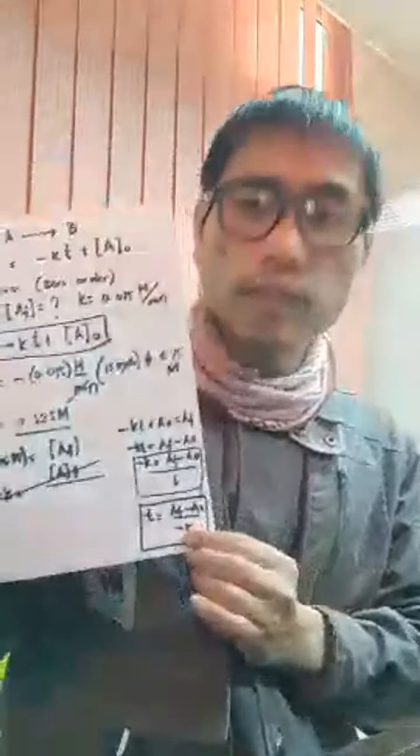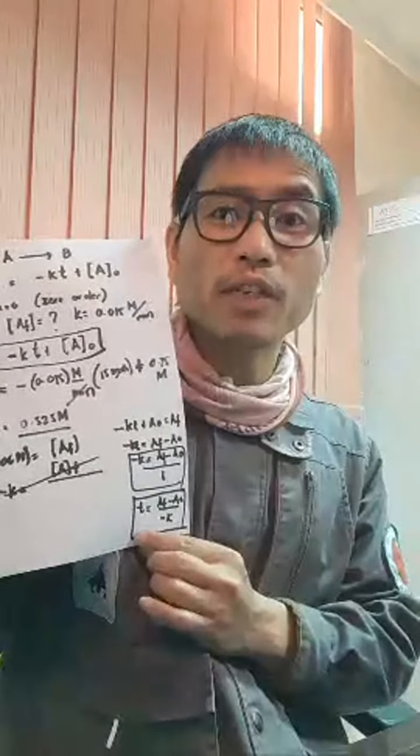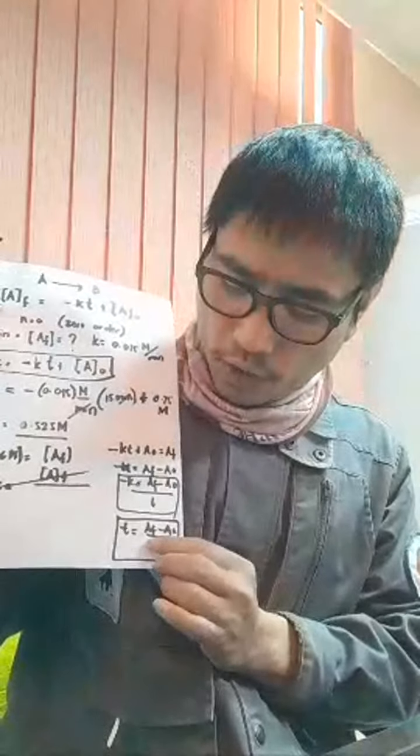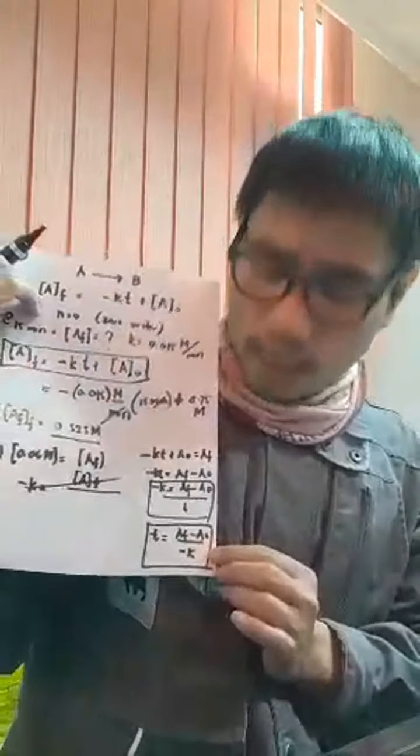But we need to solve for T, not K. How long will it take the concentration to be reduced to 0.06 molar? Because we have already the K. So it's just the same. T is equal to AF minus AO divided by negative K. We need to find the value of T, time. So final concentration of A minus initial concentration of A divided by negative K. So substitute values.